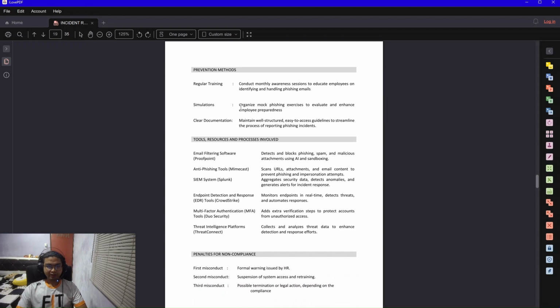The prevention methods include regular training, which conducts monthly awareness sessions to educate employees on identifying and handling phishing emails. Simulation will then be held to organize mock phishing exercises to evaluate and enhance employees' preparedness. And lastly, we will have clear documentation, which maintains well-structured, easy-to-access guidelines to streamline the process of reporting phishing incidents.